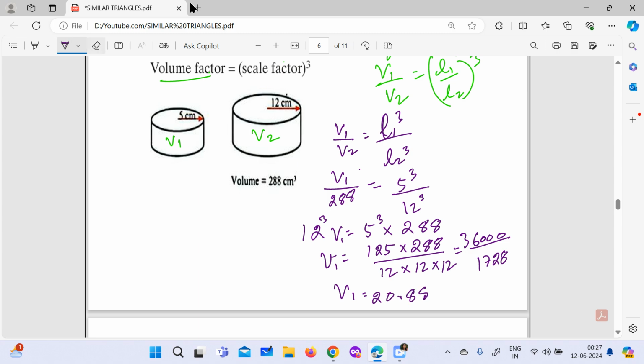20.83. It's 33, and the 3 keeps on going actually. So we can just round it to approximately equal to 20.83. Don't forget to mention the units. It is centimeter cubed.